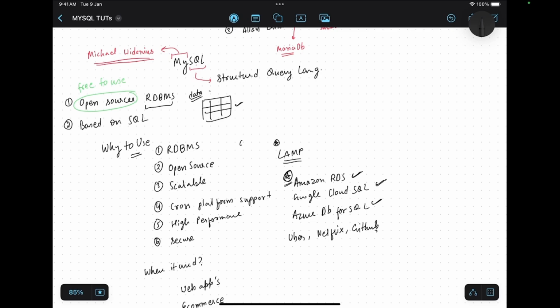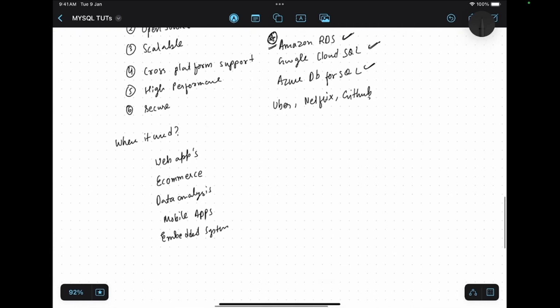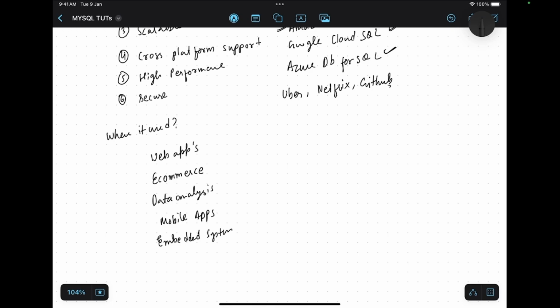As I showed you on dbengines.com, it's at second rank, and it's also included in the LAMP stack. A lot of cloud options are there, like Amazon RDS, Google Cloud SQL, Azure DB. A lot of tech giants like Uber, Netflix, GitHub use it. It is used in various platforms like web applications, e-commerce, mobile applications, data analysis tools, and embedded systems. So definitely, it's a good time to study MySQL. Not just the basics, but in-depth knowledge is really, really important.